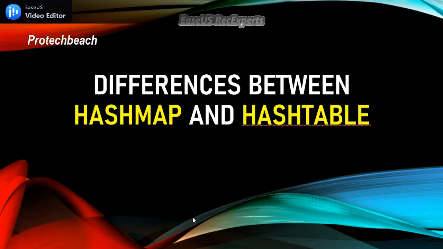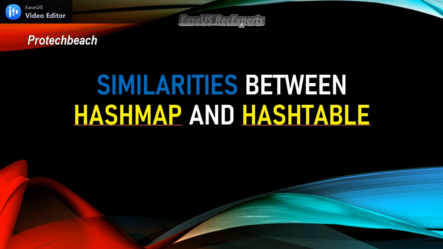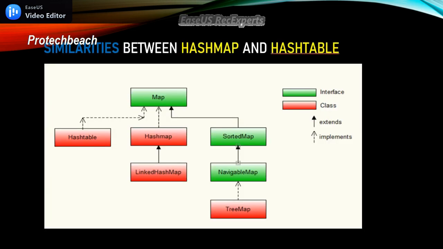Today we'll discuss the differences between HashMap and Hashtable. Before getting to the actual differences, we'll see some of the similarities between Hashtable and HashMap. If you see this diagram, we'll understand what exactly the similarity is between these two. Hashtable and HashMap are classes that implement the Map interface. Similarly, LinkedHashMap also extends the HashMap class. This is the architecture in the collection framework. We'll see the actual differences between these two one by one.